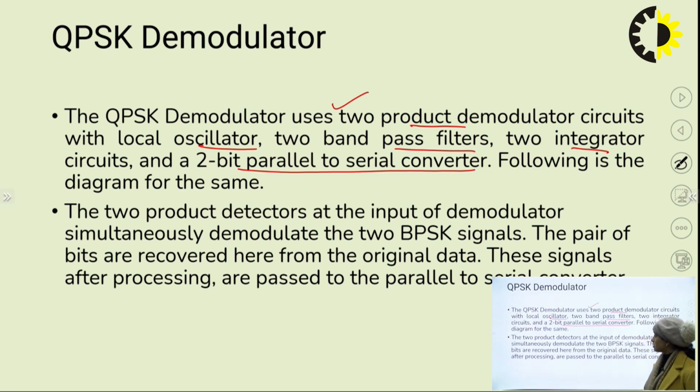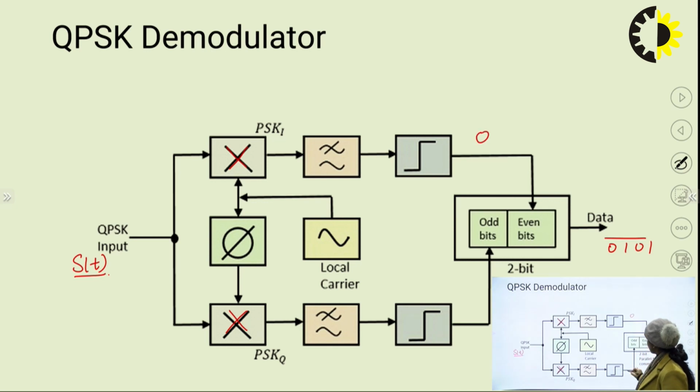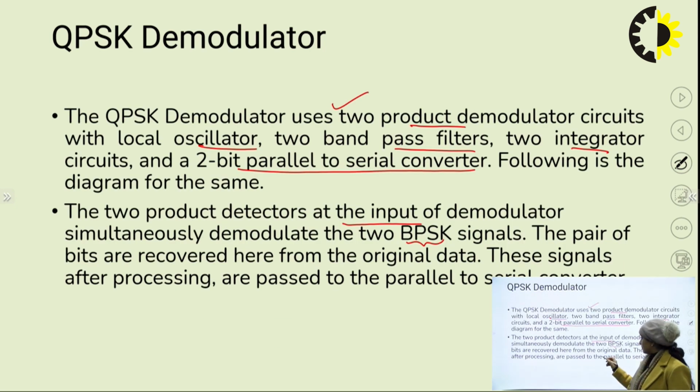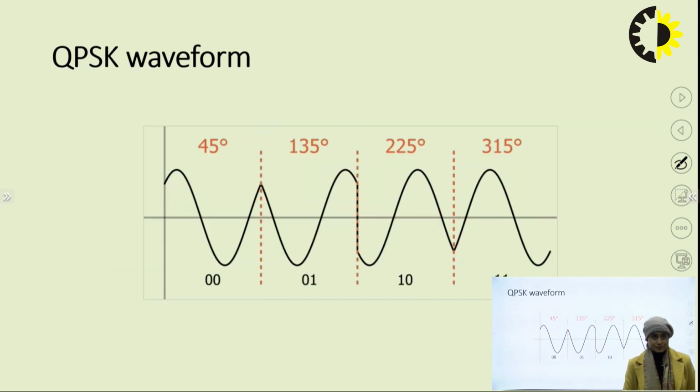True. The two product detectors at the input of the demodulator simultaneously demodulate the 2 BPSK. Each demodulator will give 1 bit at a time, and these are converted from parallel to serial form with the help of this 2-bit parallel to serial converter. The pair of bits are recovered from the original data. These signals after processing are passed to the parallel to serial converter.